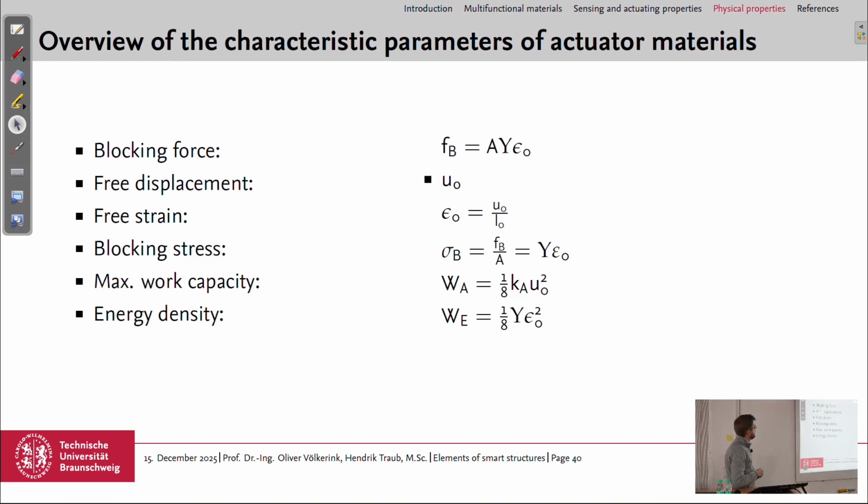So to give an overview for the learning goals about the characteristic parameters of the actuator material, we have the blocking force, FB. We have the free displacement, U0. We have the free strain, which is epsilon 0. Then the blocking stress, which corresponds to the blocking force. The maximum work capacity, WA, which can be at maximum 1/8 times spring stiffness of the actuating material times U0 squared. And we have the energy density.